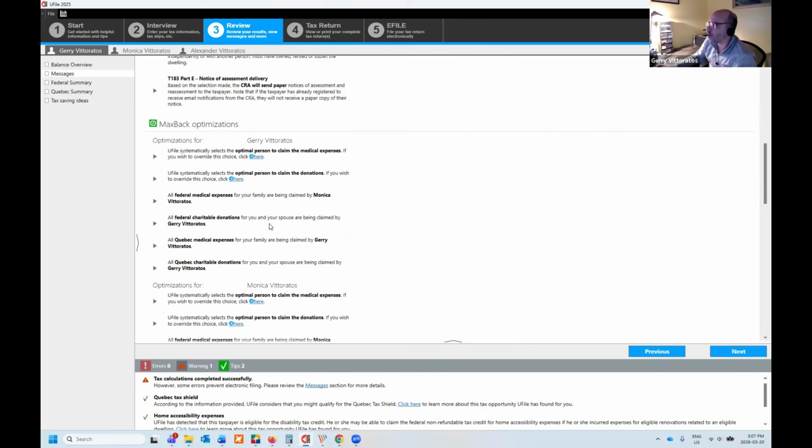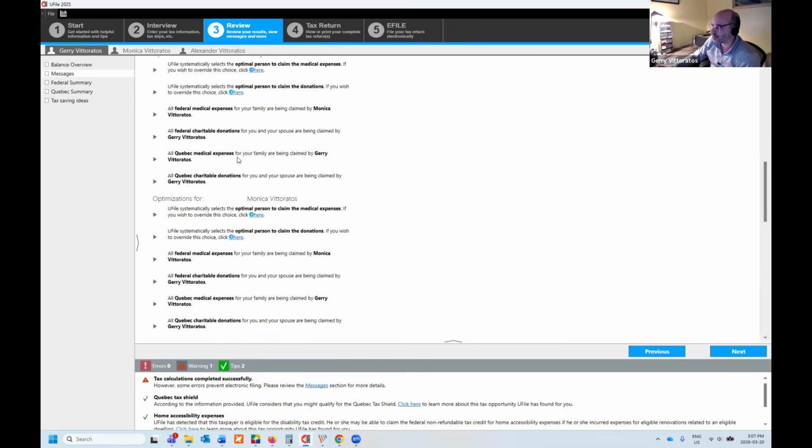Then from there, I also get some other messages, like for example, the max back optimizations. In this case, the program's telling me, you know what? I've given all medical expenses to my wife, or I've given donations to myself, so on and so forth. All these transfers, the program performs automatically. It tells you offhand, right here in the max back optimizations.